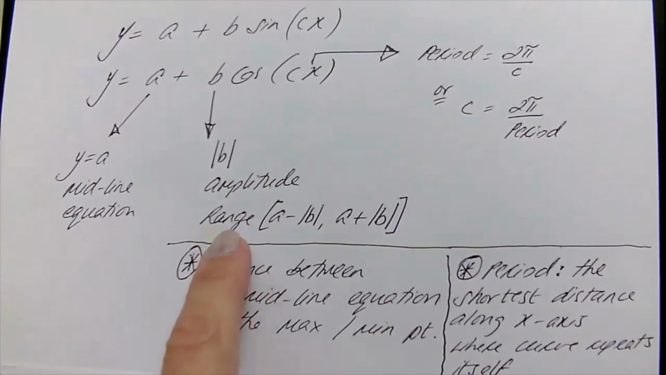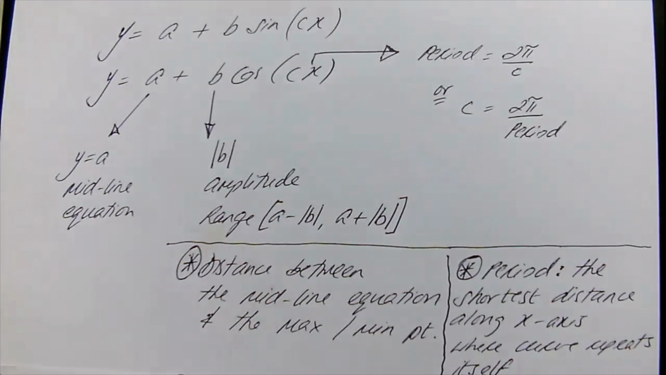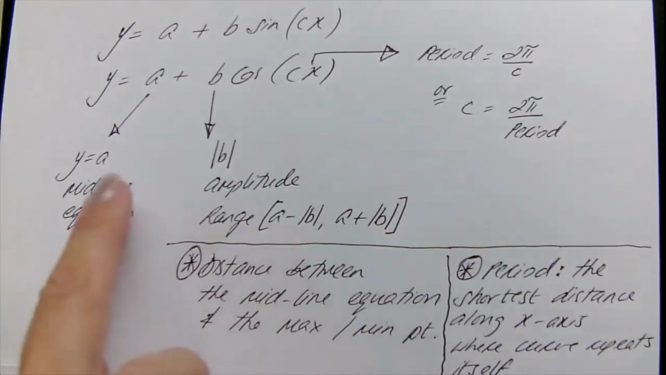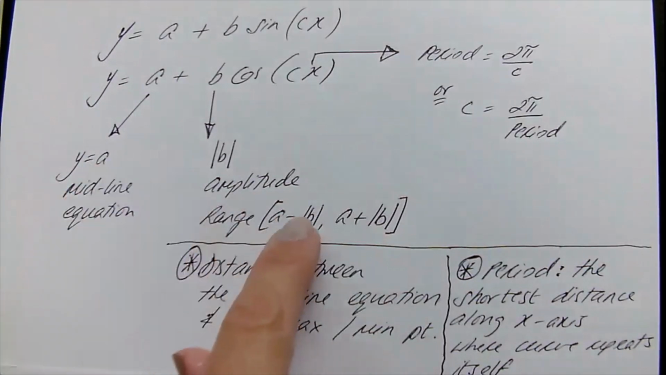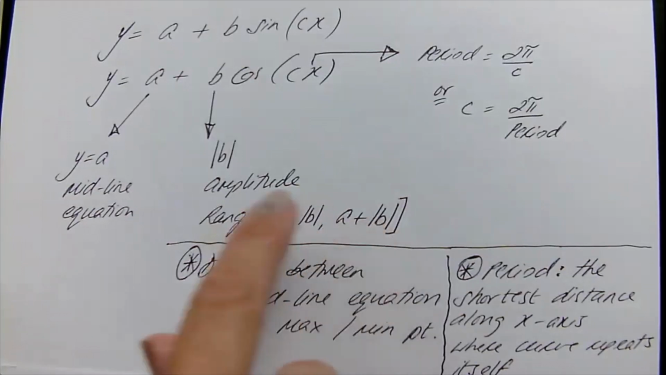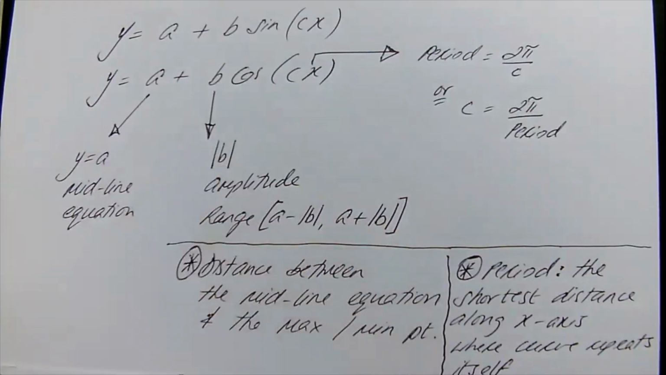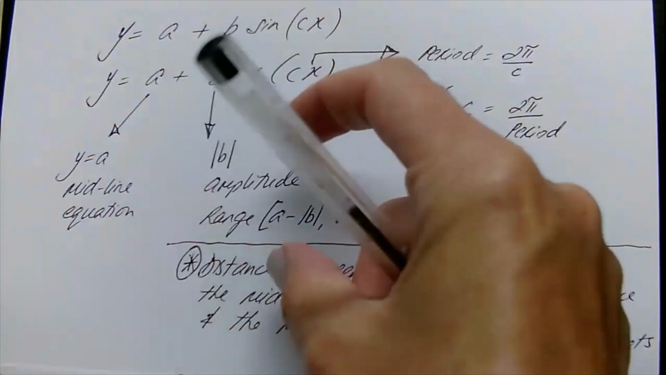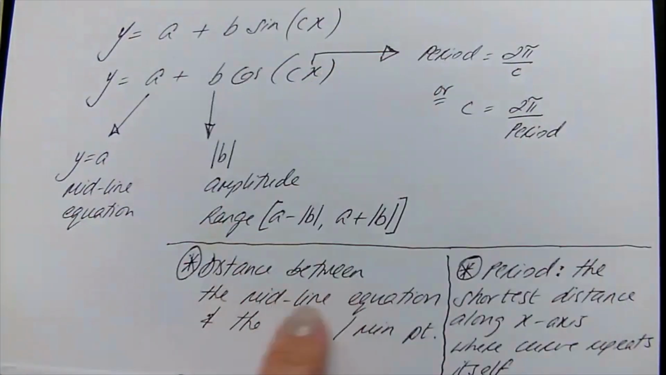So the range then is obviously going from the lowest point on the graph to the highest point, which is basically going to be wherever your midline equation is, take away that value, and whatever the midline equation, add on that value. And that value is a distance, so it's always going to be positive. We're always just looking at the distance, the length between the midline equation and the max and minimum point.